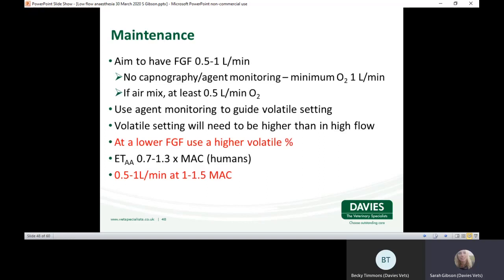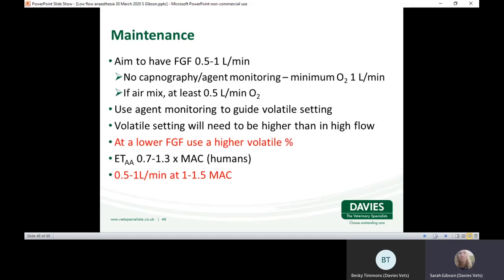So here we want to aim to have a fresh gas flow rate of 0.5 to 1 litres per minute. If you've got no capnography or agent monitoring, then I would suggest always maintaining a minimum of 1 litre per minute. If you have an air mixture and you can monitor capnography and inspired oxygen concentration, then the minimum would be at least 0.5 litres per minute of oxygen.